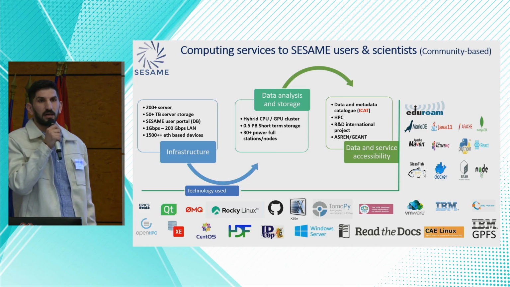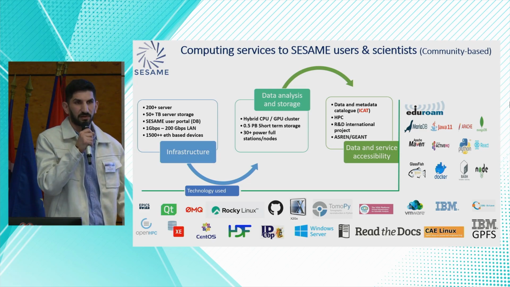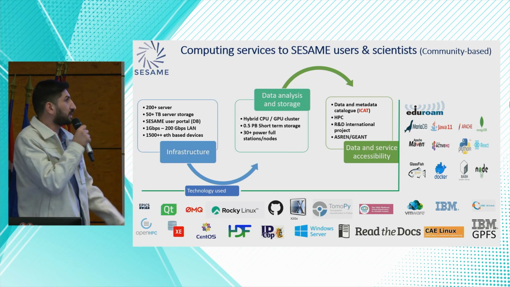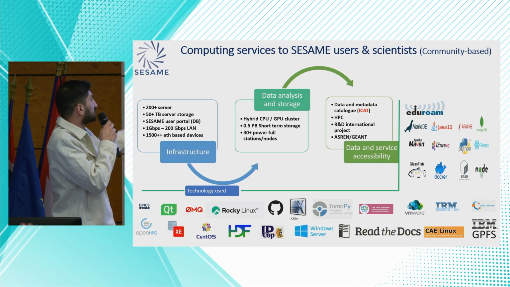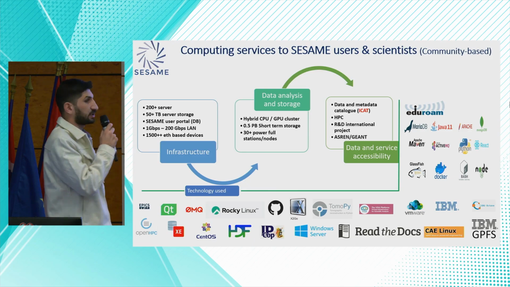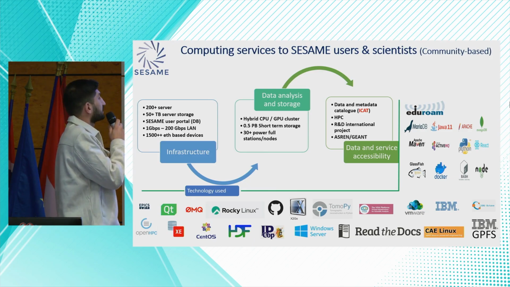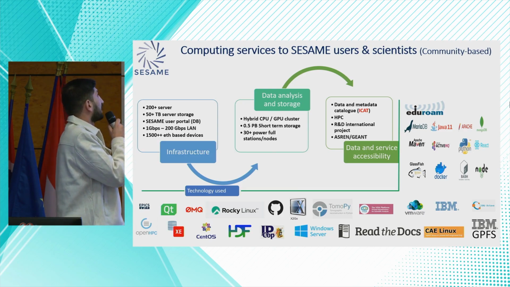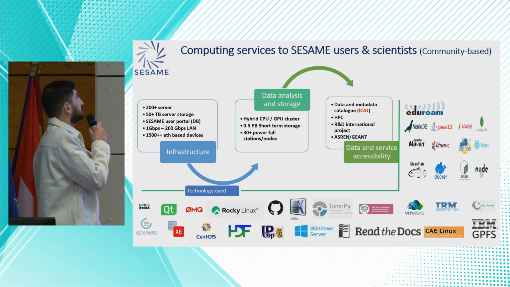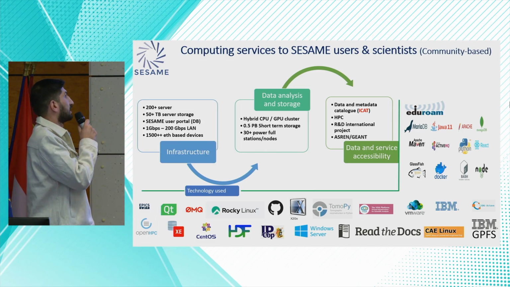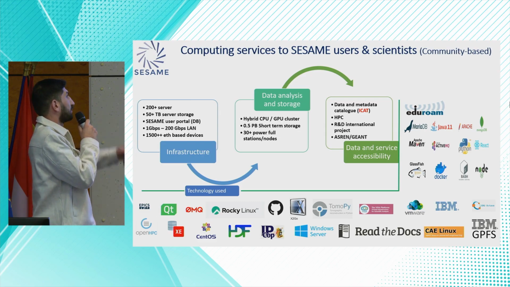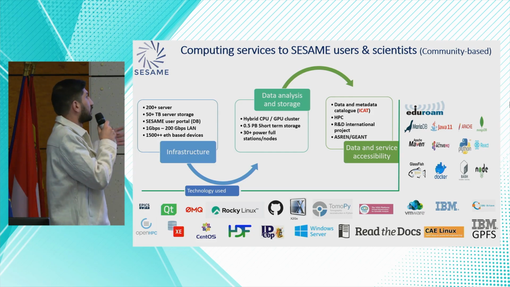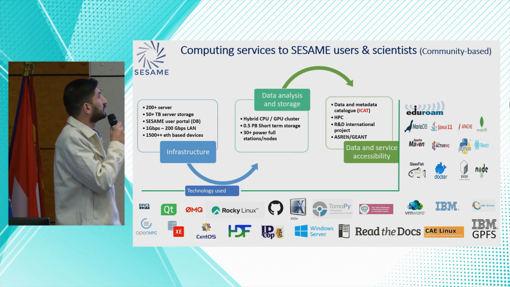I am a part of the computing group at Sesame. We are 3 people, me and my colleagues Salman and Ibrahim. So what we are doing in Sesame as a computing group, here you see the infrastructure, handling all the infrastructure in Sesame. We have more than 200 servers, hybrid, Linux and Windows. And we handle more than 15 terabytes of server storage, the Sesame user portal, and the network connection starting from 1 gig up to 200, more than 1,500 Ethernet port based devices.